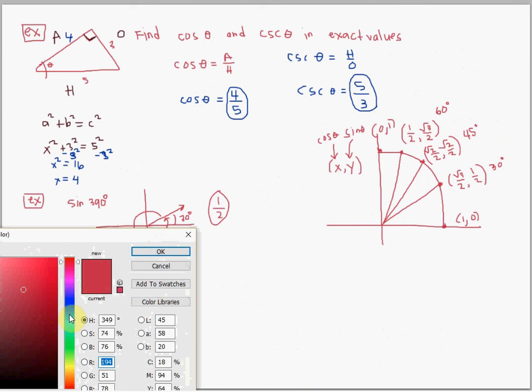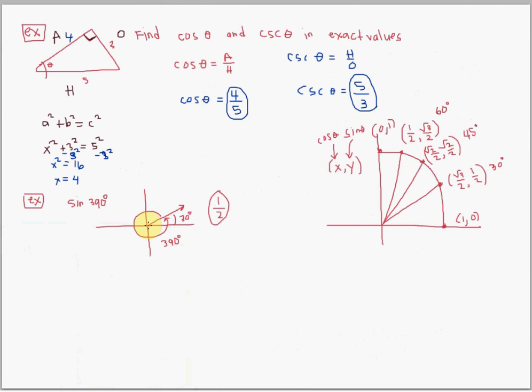So let's take one now. Let's take an angle over here. This is 90, so let's do 120 degrees. Okay, so this is a 120 degree angle. What is the cosine of 120 degrees?